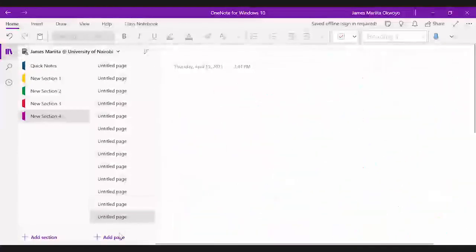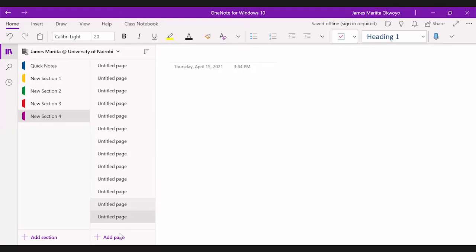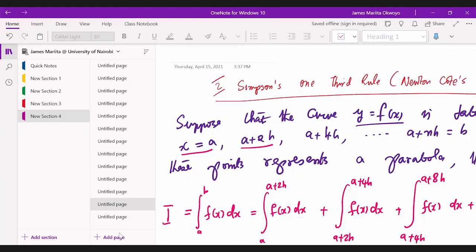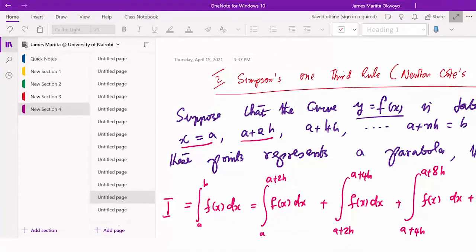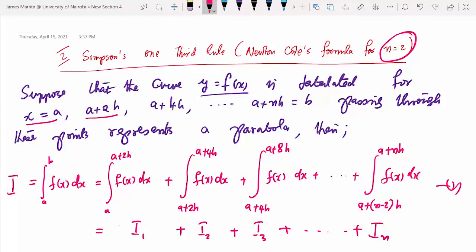Excuse me, sir. In the previous slide, is the difference 2 because in the integration you've put in the upper limits a plus 2h, a plus 4h, and a plus 8h? Is it supposed to be a plus 6h? How does it come to 6? Because the difference is 2. No, the difference is not twice. It's n that is equal to 2.